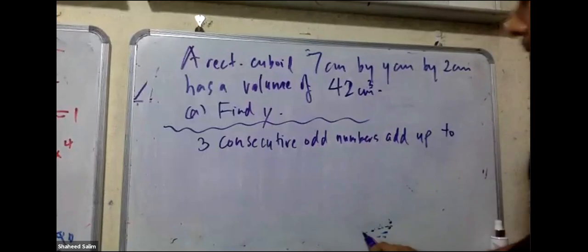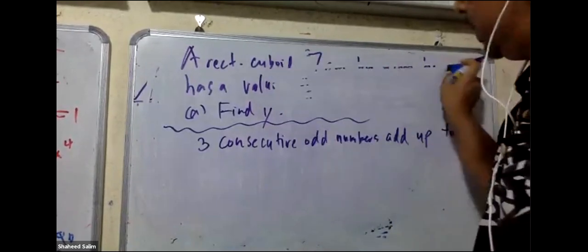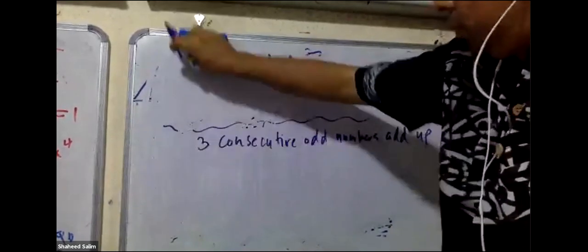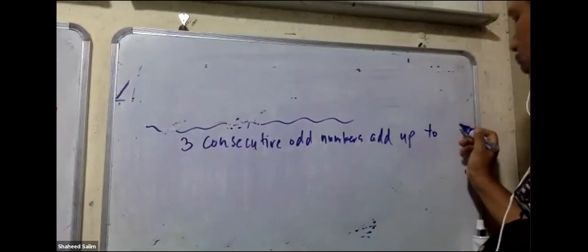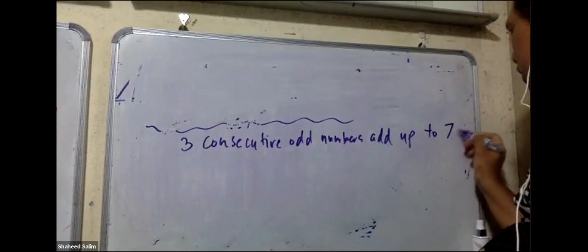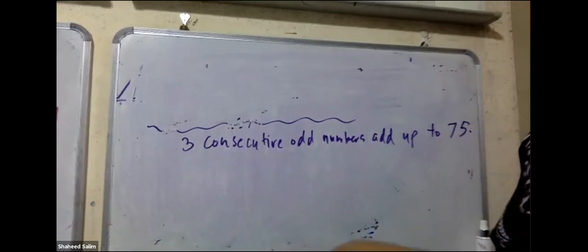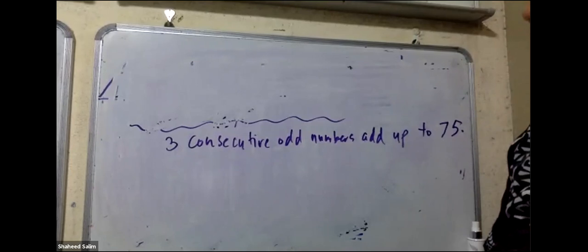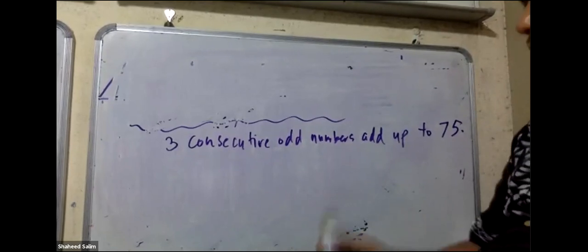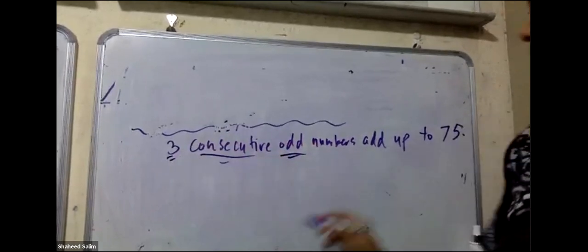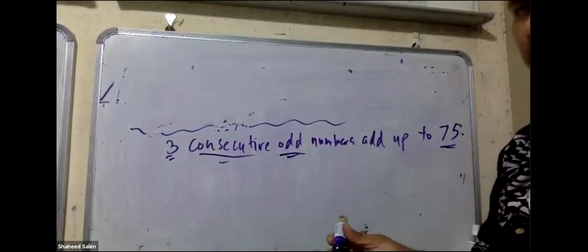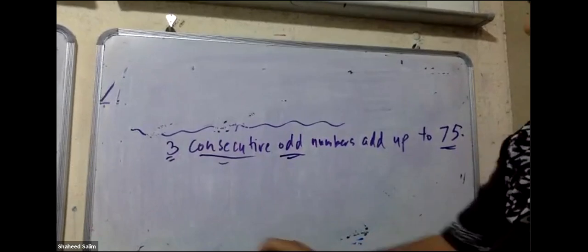A is 3. Good, well done. Congratulations. Okay, now we do another one. 3 consecutive odd numbers add up to 75. Find the smallest number. Odd numbers, consecutive, 3 of them, add up to 75. What is the smallest number?